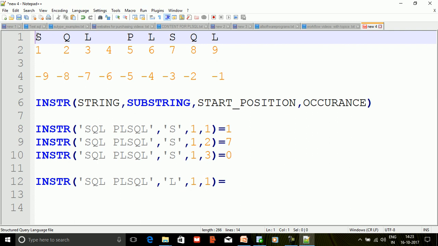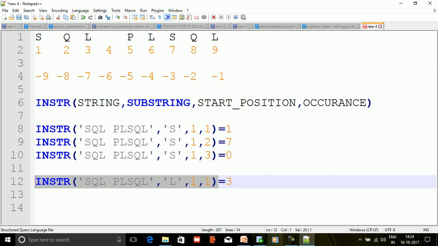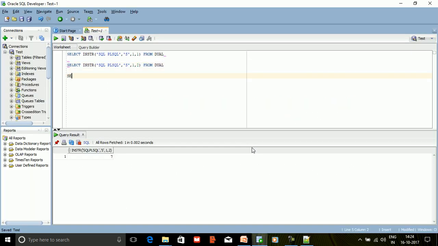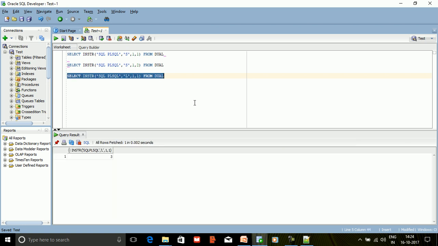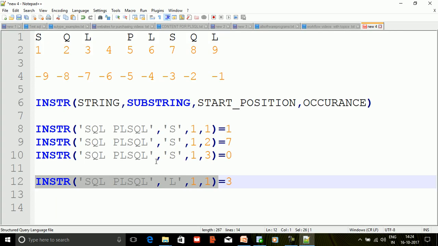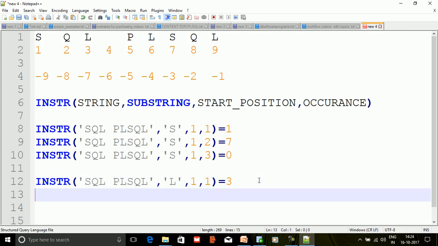So it will go first. It is not L. It is not L. It is L. You have specified here the first occurrence, right? So it will go for the first occurrence. What is the position of the first occurrence? 3. So it will return 3. Let us execute this one. What is the execution? Number 3. Good.